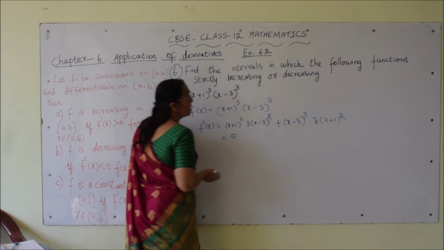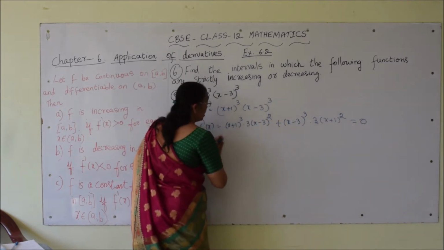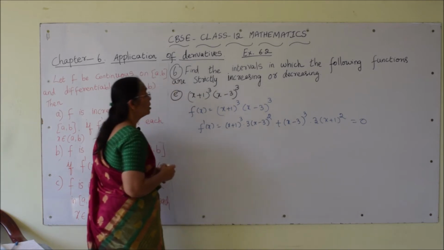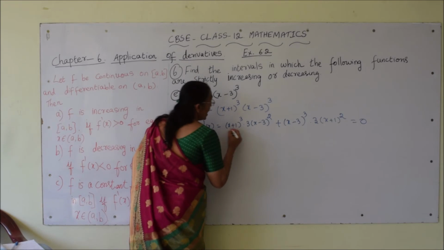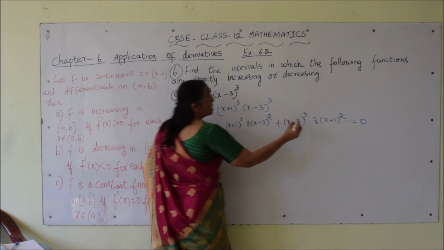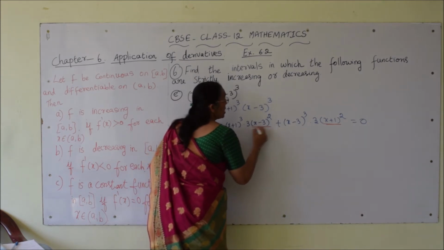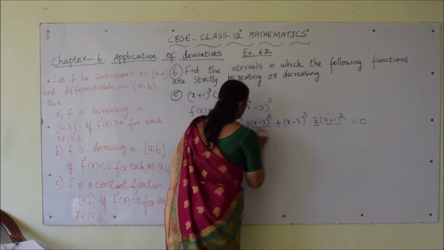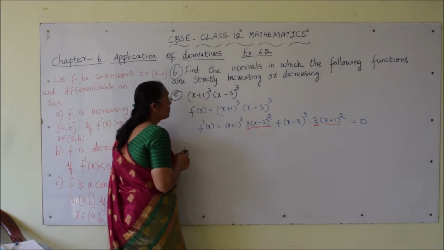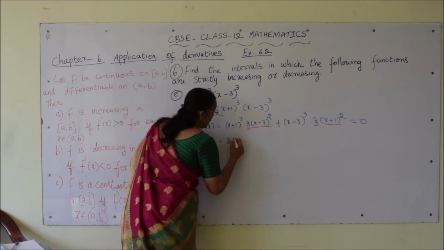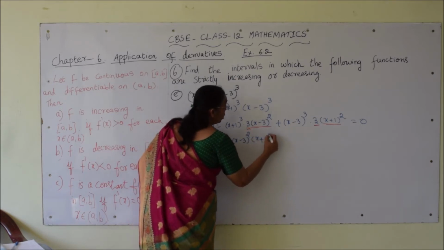Now, to find the turning point, first let us equate this to 0 and simplify it. For simplification, we will take the common factors outside. Which terms are common here? We can see (x plus 1) whole square is common, (x minus 3) whole square is common, and 3 is common. So, let me take these terms outside as factors: 3 times (x minus 3) whole power 2 times (x plus 1) whole power 2.